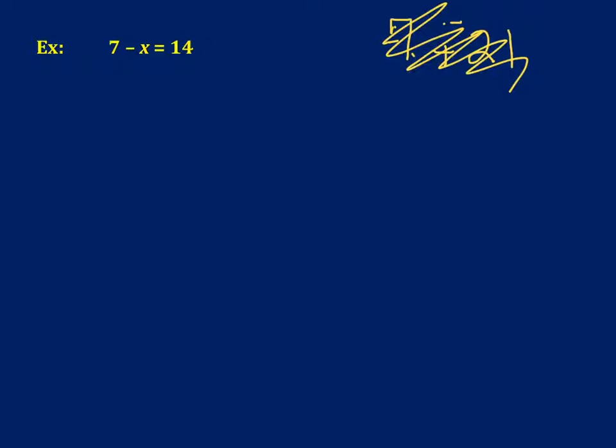So let's try this again. I'm trying to get rid of 7, so the way I would get rid of 7 is I would subtract it, because 7 minus 7 is 0. So that's going to be the operation that's going to work. Since I did it on the left, I need to do it on the right. I bring my equal sign straight down. 14 minus 7 is 7.